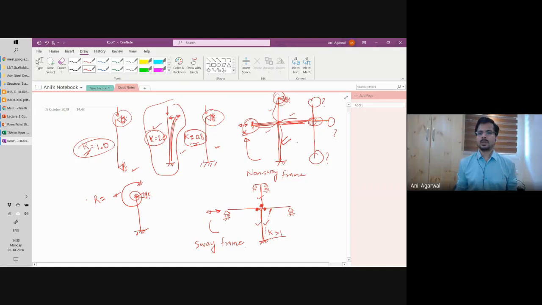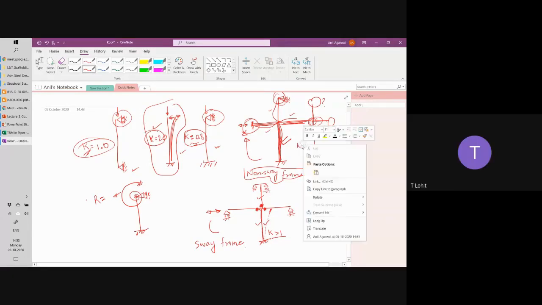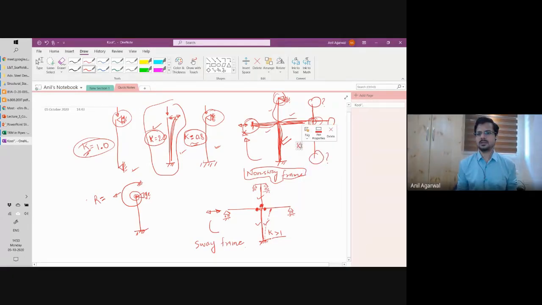Okay. For this particular column, in this non-sway frame, what would be the range of K values? 0.5 to 1. Yes. Correct. So K should be greater than or equal to 0.5, and less than 1.0.